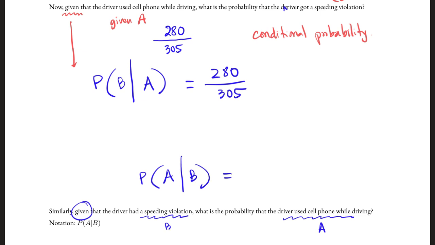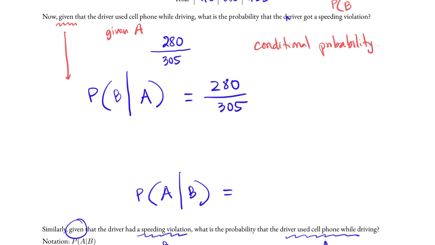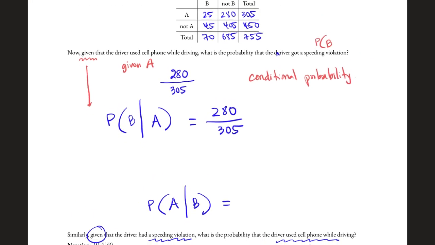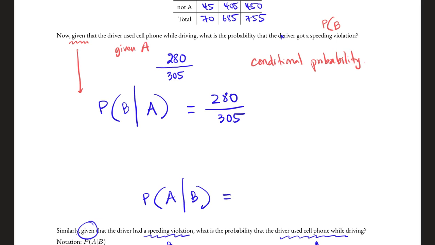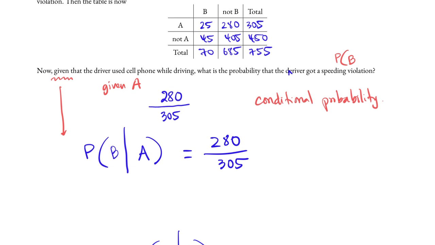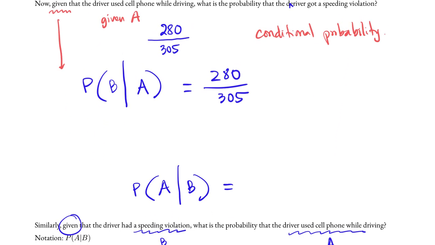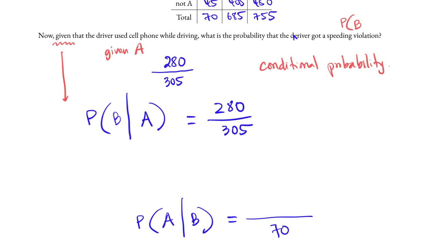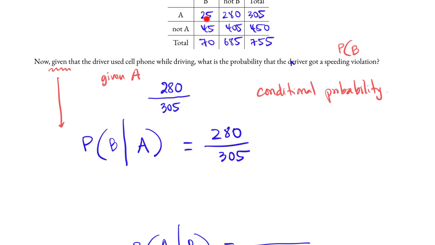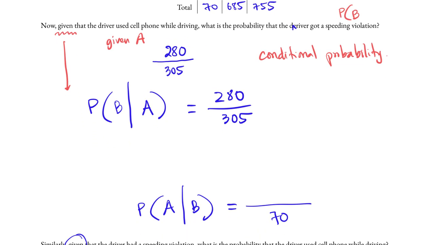And to find this probability, we focus on the given part from the table only. From the table, how many of them got a speeding violation? Meaning we focus on the number of speeding violations only, and that is 70. 70 of them got the speeding violation. And so out of 70, how many of them use cell phone while driving? 25. And so the answer is 25 out of 70.